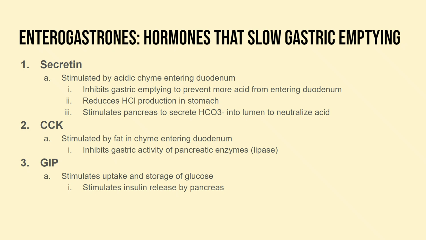GIP is instead stimulated or released due to sugar or glucose in the small intestine. And what it does is it stimulates the uptake and storage of glucose. So it's kind of a signal. It's like we have glucose in the small intestine, GIP is released, and it stimulates insulin release, kind of tells the body we have glucose coming in. So then right there we already have insulin getting released. And then insulin, just a reminder, is that hormone that helps take glucose into the cells to be used.